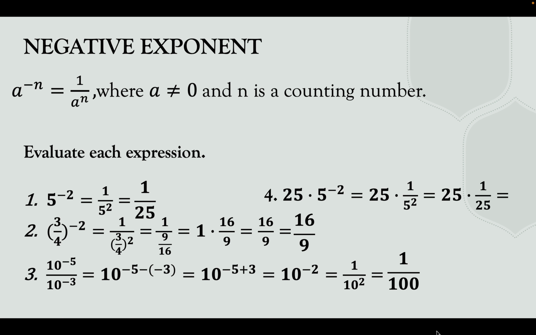Okay, next example, we have 25 times 5 raised to negative 2. So you just need to retain the 25 there and then change the negative exponent. You simplify 1 over 5 raised to 2. So we have 25 times 1 over 25. So that is 25 over 25. So that means you have 1.